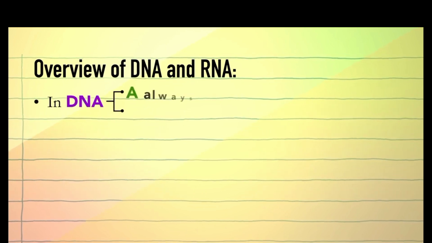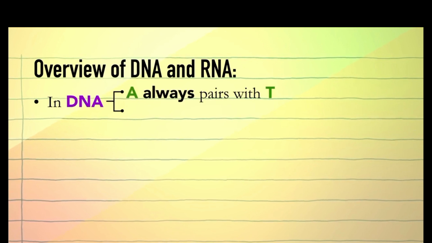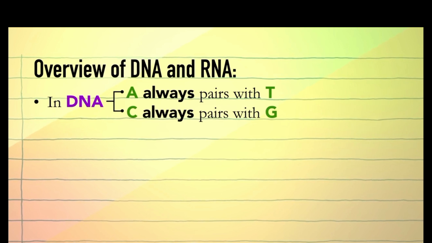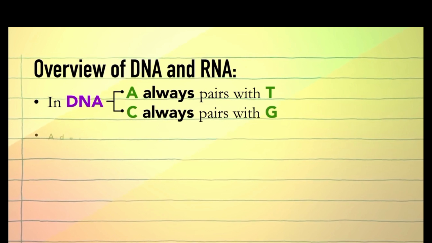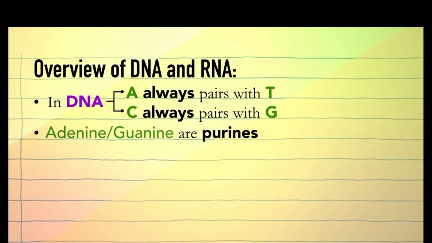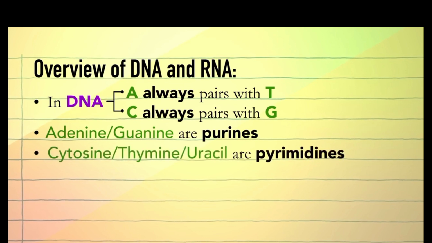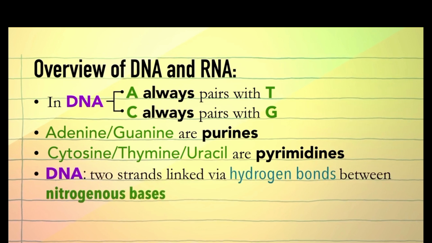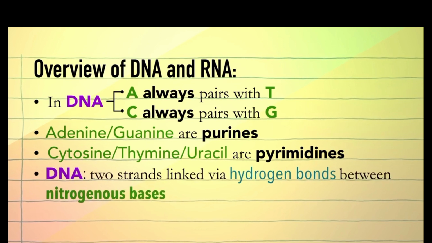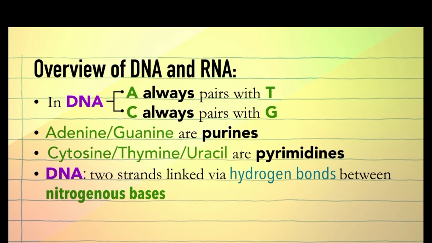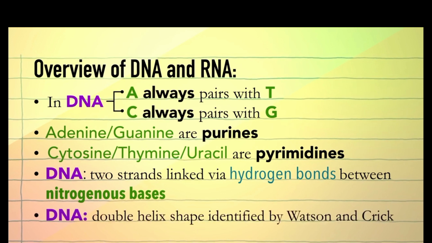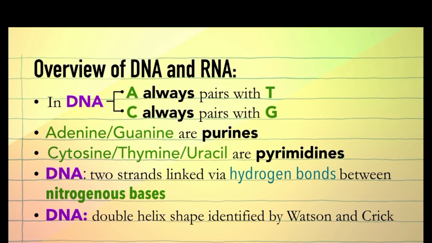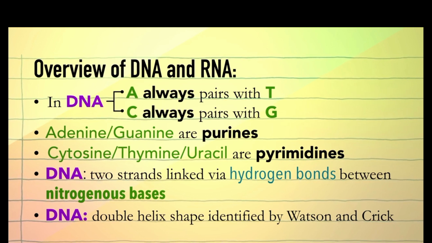In DNA, adenine always pairs together with thymine, and cytosine always pairs together with guanine. Adenine and guanine are purines. Cytosine, thymine, and uracil are pyrimidines. DNA is composed of two strands linked through hydrogen bonds between their nitrogenous bases. The two DNA strands are twisted into a double helix shape first identified by Watson and Crick.